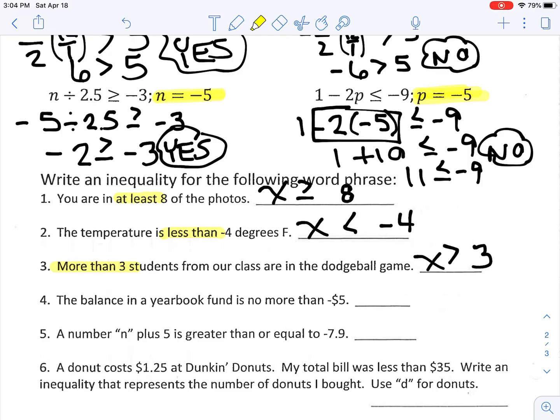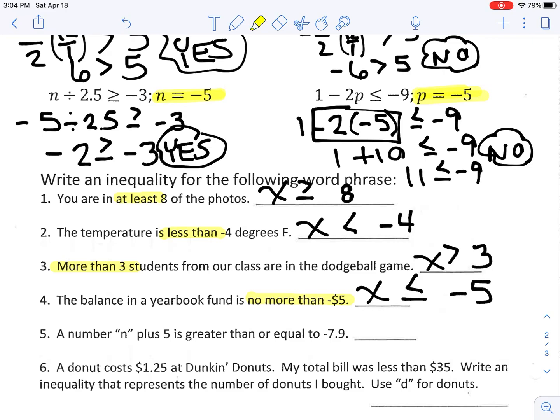Number 4, the balance in a yearbook fund is no more than -$5. No more than. Your X is going to go on the left. Your -5 is going to go on the right. Now we have to decide which symbol to use. No more than -5, which means it could be -5 or it could be less than that. So that's going to be less than or equal to.